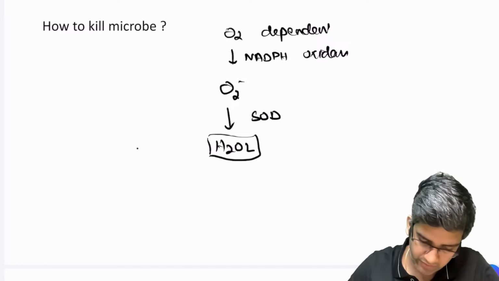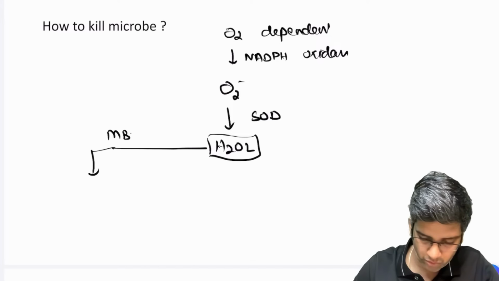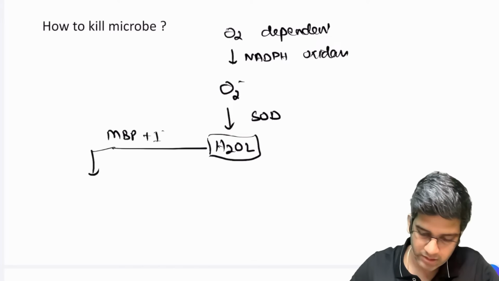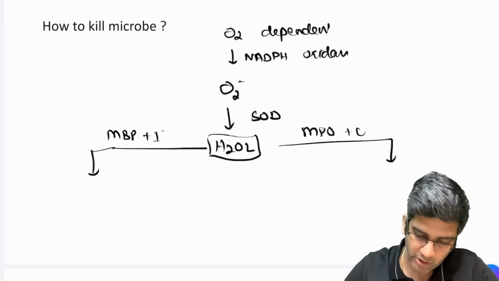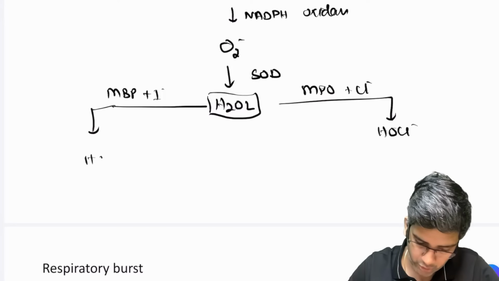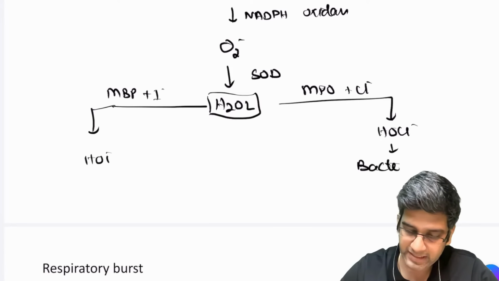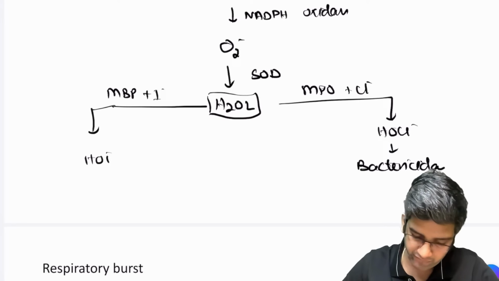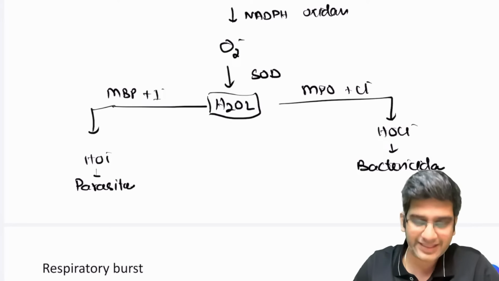Then I have two pathways. One is based on major basic protein and iodine. The other one is based on myeloperoxidase and chlorine. So I produce HOCl minus and HOI minus. This is the most effective bactericidal. It will kill the bacteria for sure. This is against parasites. This will kill the parasites.